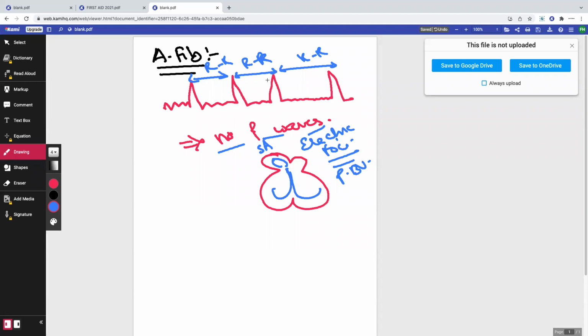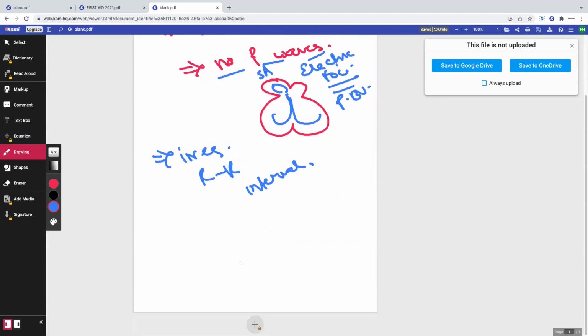The answer is no. So irregular R interval. Are we clear? Yes or no? Okay, how do we treat atrial fibrillation?